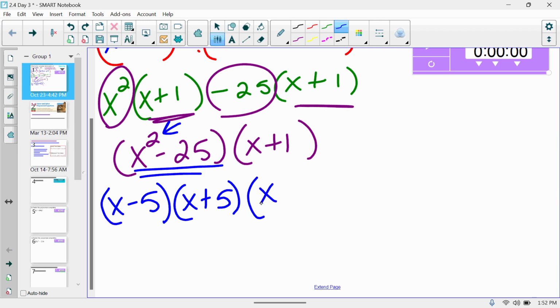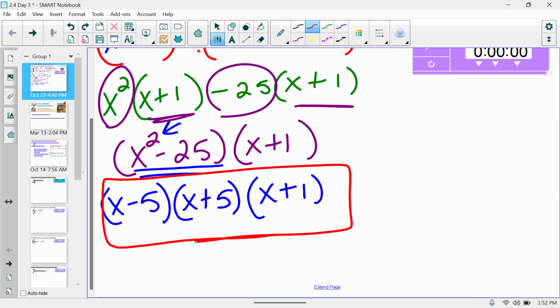And then we need our x plus 1. So this is going to be our final answer, okay? So good job if you made it this far, but we do have to recognize that you can still keep going. So this is going to be our final answer.